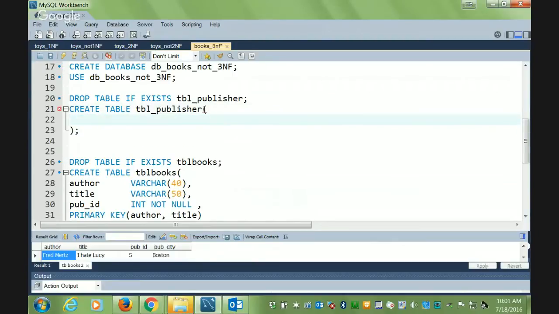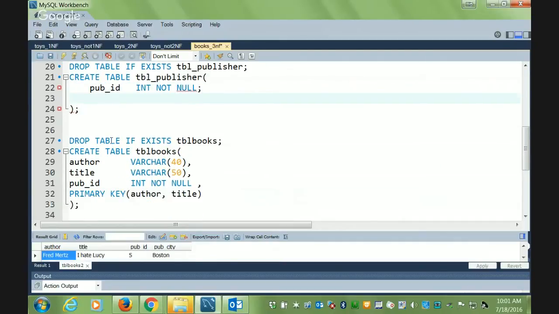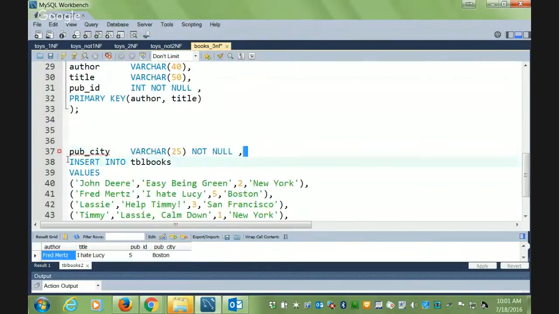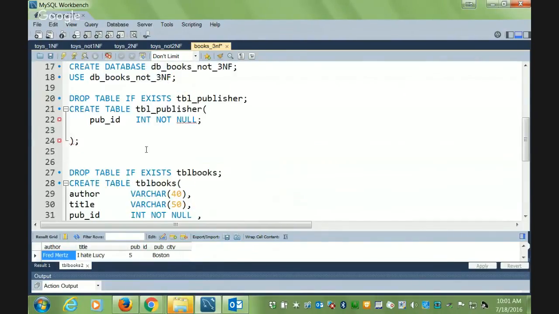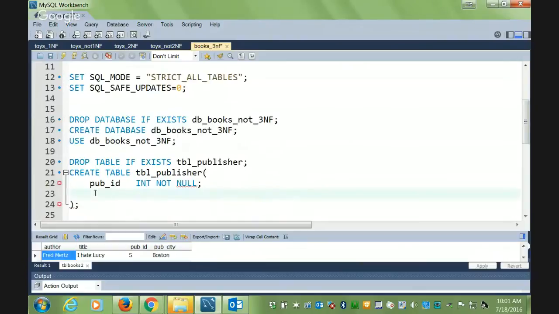We have a publisher ID int not null. And since we already have the data, you can make it an auto increment key. You have to kind of follow the same rules. It's an int, it's a not null. And the second field that you will put here is the one that we copied from here. Okay, so let's put it here. So this is my publisher table.